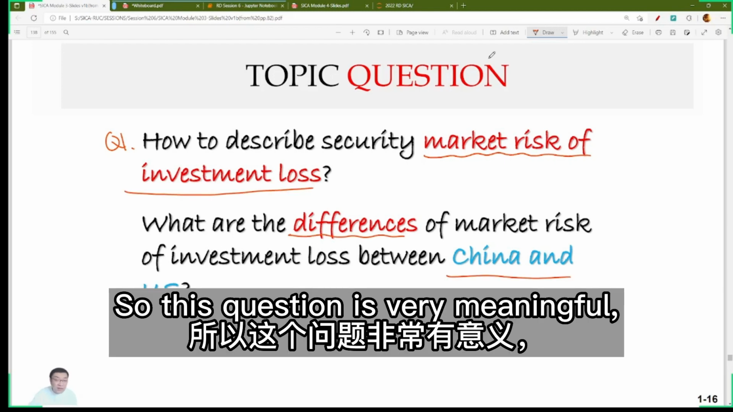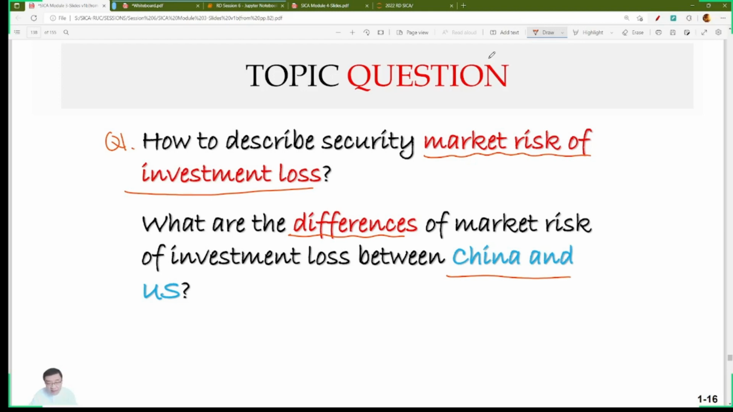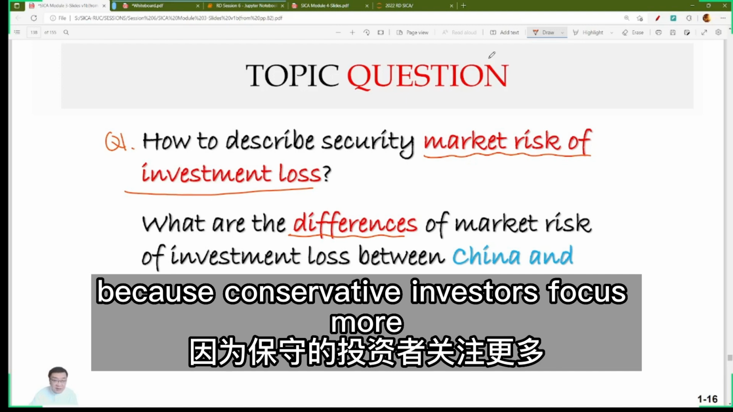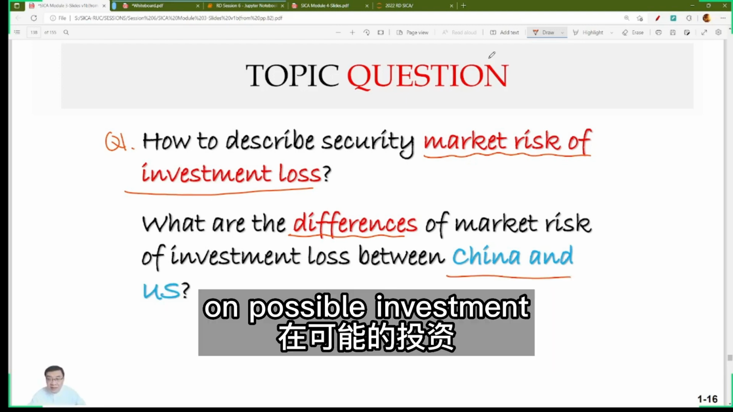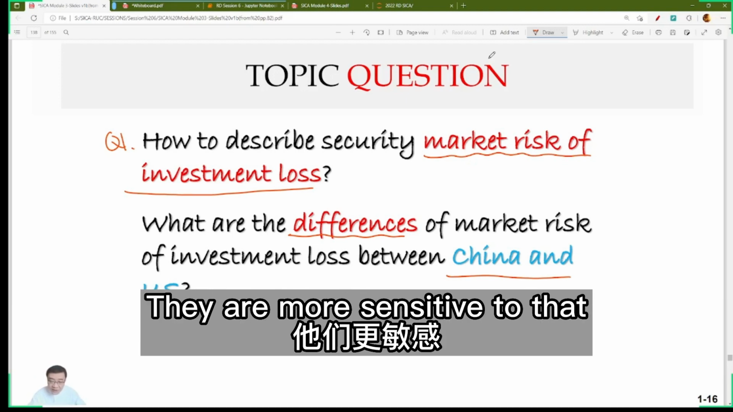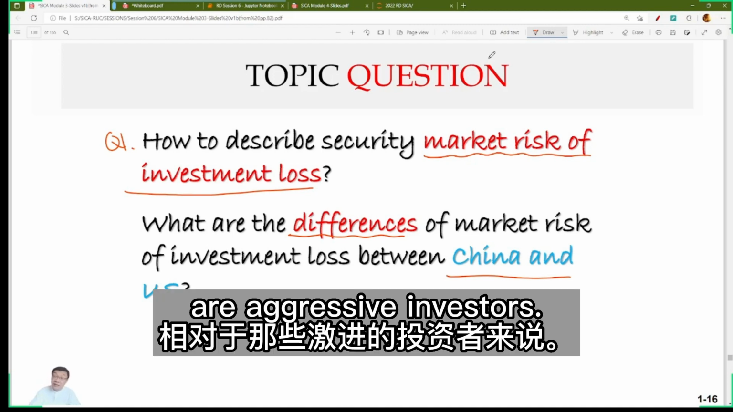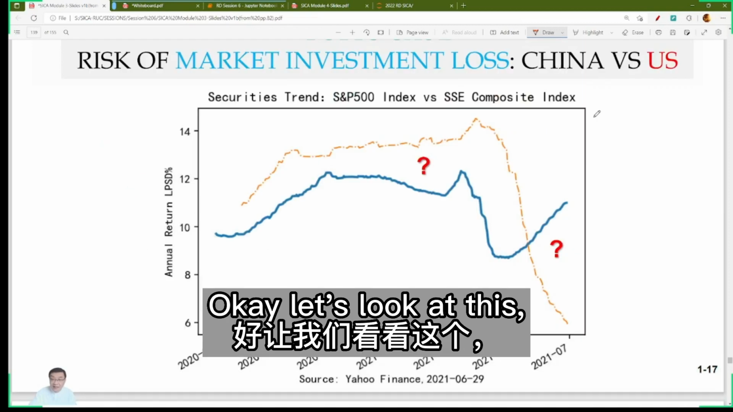So this question is very meaningful to what kind of investors? I believe to conservative investors, because conservative investors focus more on possible investment loss, the risk of investment loss. They are more sensitive to that, while aggressive investors are more sensitive to investment return, right? Okay, let's look at this.